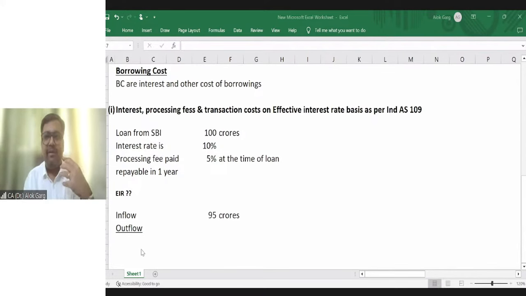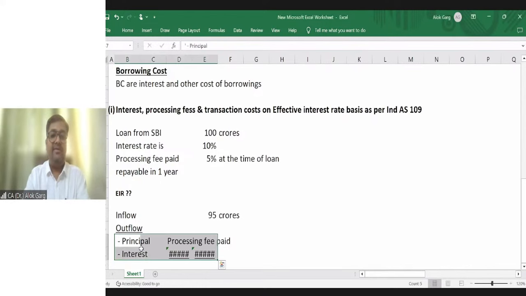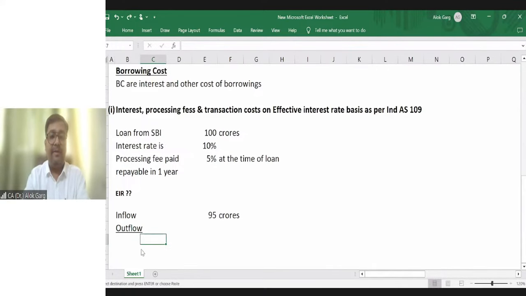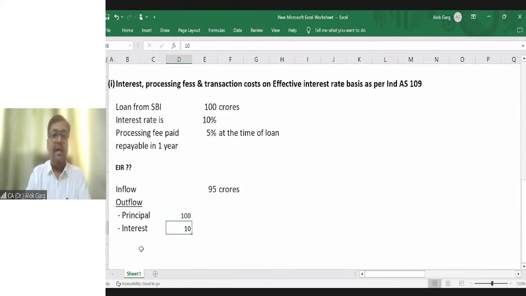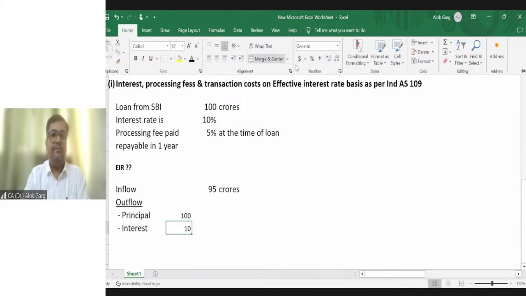I received 95, but how much do I need to pay as principal? 100 crore. How much do I need to pay as normal interest? 10% of 100 is 10 crore. So, friends, I need to pay 110 crore. I need to pay 100 crore as principal, 10 crore as interest, and the total comes out to 110 crore.